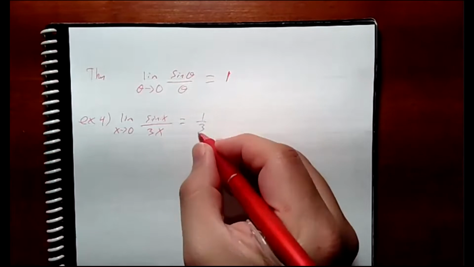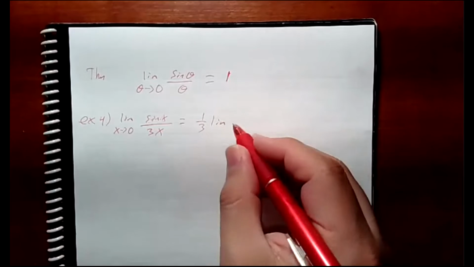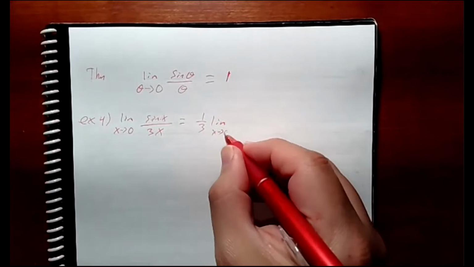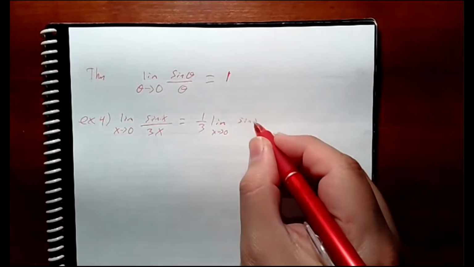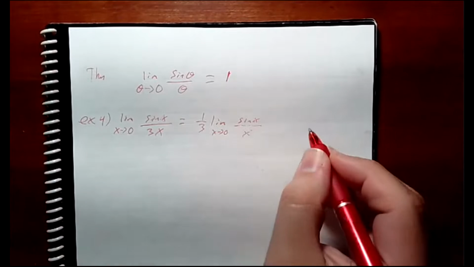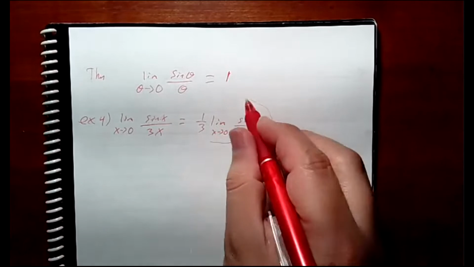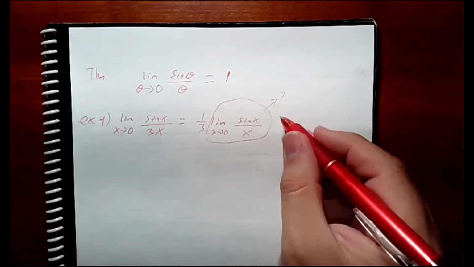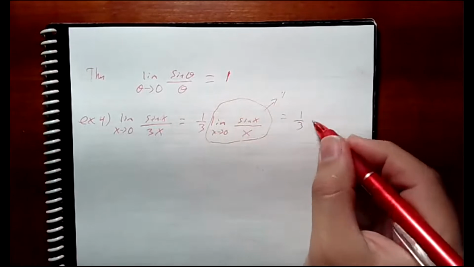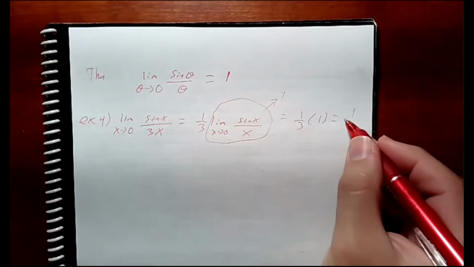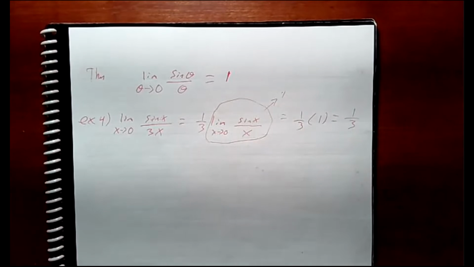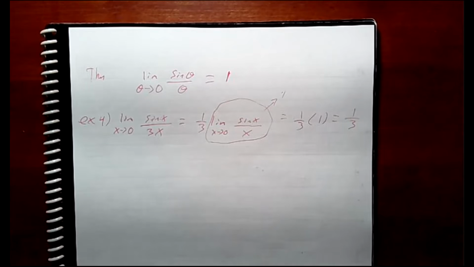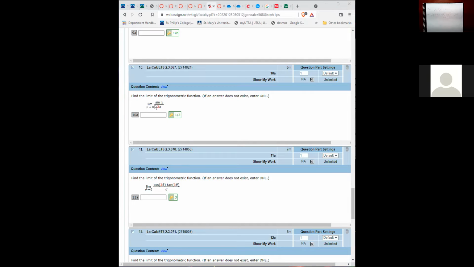So what you can do is pull out a third and not worry about it. Then I have sine x over x. So this will go to 1, giving me 1/3 times 1. So that's what you have to do for these types.